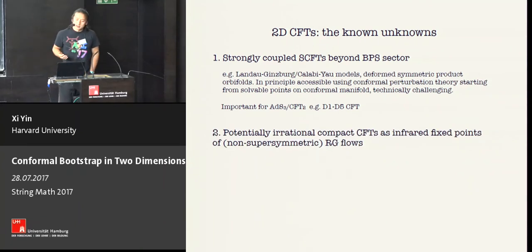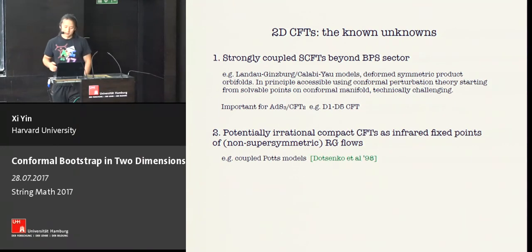And there are also potentially interesting, potentially irrational compact CFTs, which can possibly be realized as IR fixed points of some controlled but non-supersymmetric RG flows. An example, which is not particularly well known, is the coupled Potts model. So for these kinds of theories, there is no very useful direct, exact CFT technique to address them.